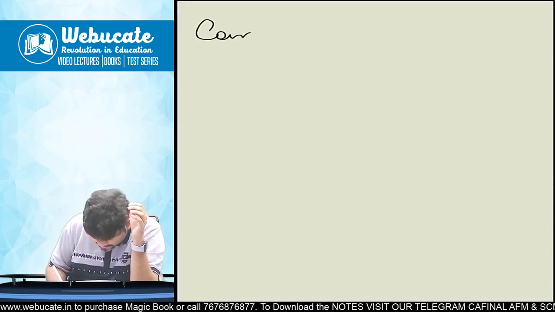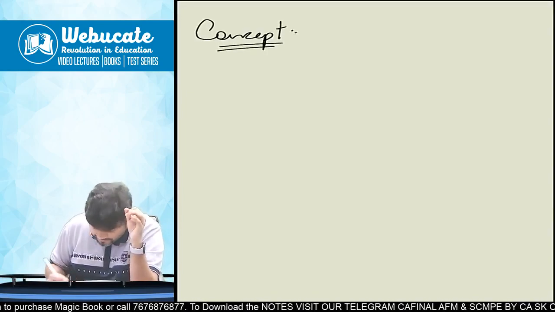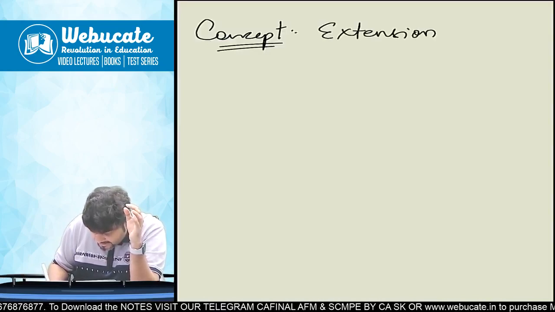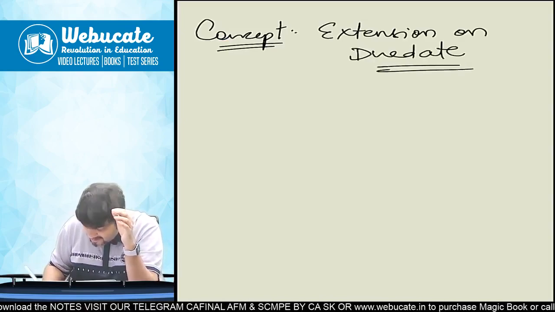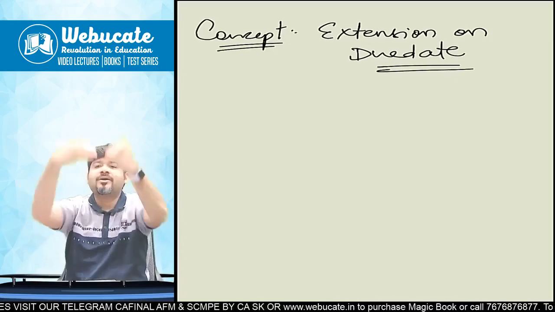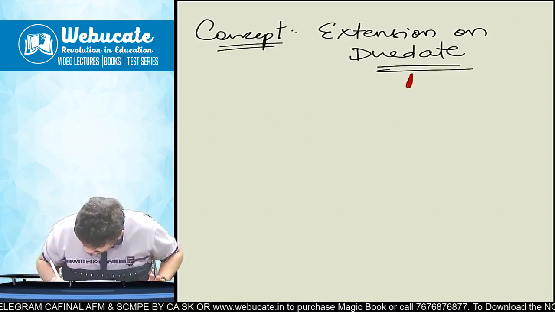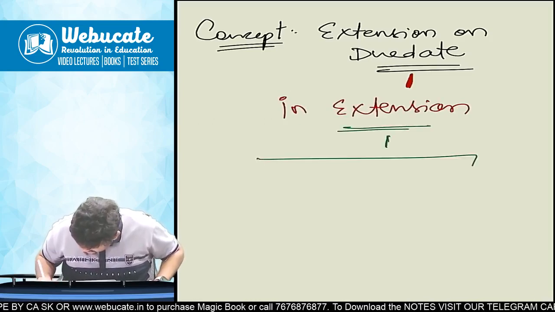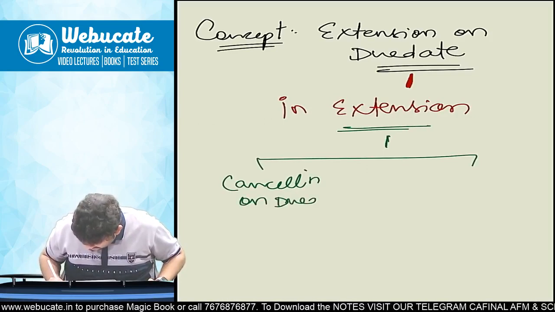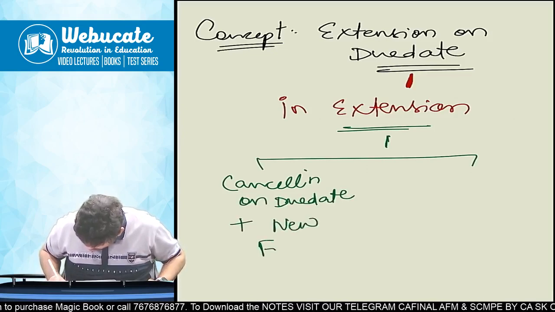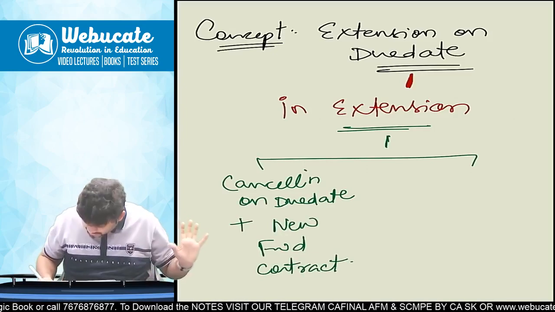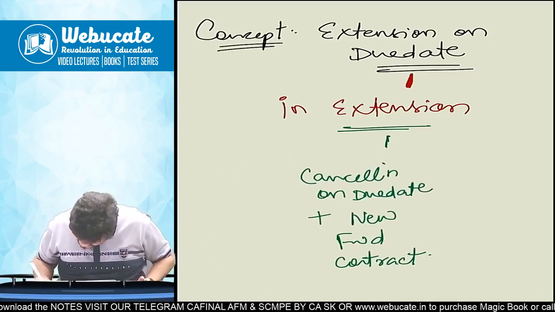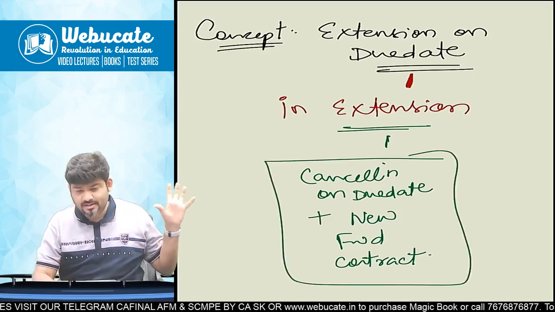Now we go on to the next concept, and that is extension on due date. On due date, he comes and says, I want to do extension. So it's pretty simple. It is as good as cancellation plus new extension contract. In extension, what happens is cancellation on due date plus new forward contract. Very, very simple. Please copy this down.